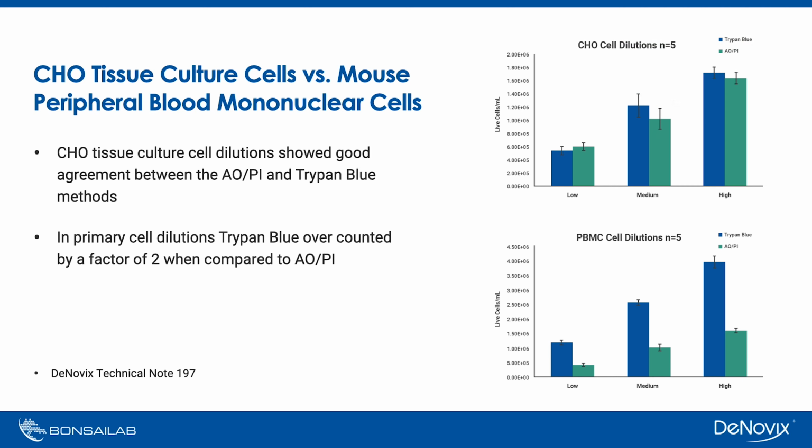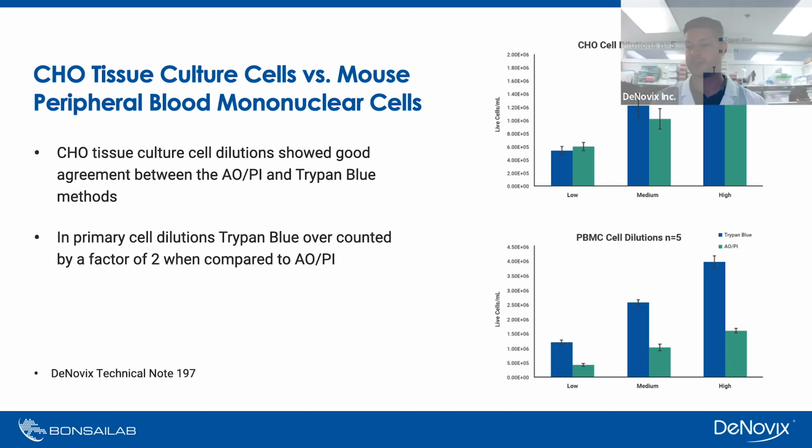With the tissue culture cells, the serial dilutions we made showed very good agreement between the two methods, AOPI and Trypan Blue. Statistically, they were the same. But with the primary cell dilutions, we found that Trypan Blue overcounted by a factor of about 2 compared to the AOPI, and it also miscalculated the percent viability of the PBMCs within that blood sample. This is all available in more detail on our website. It's TechNote 197.